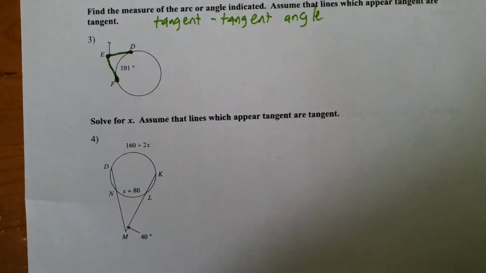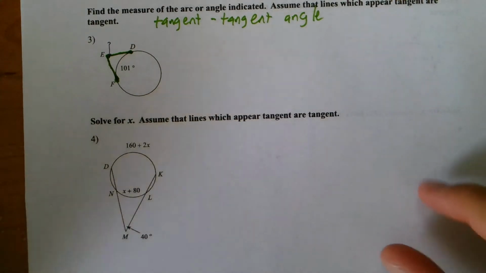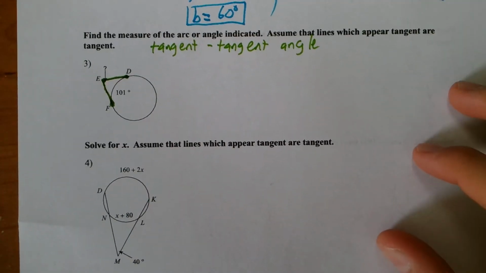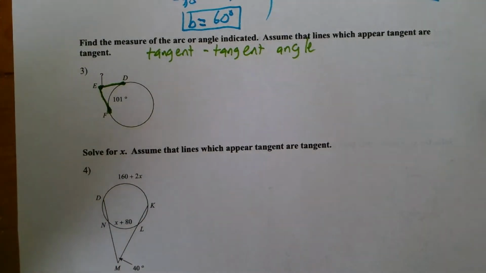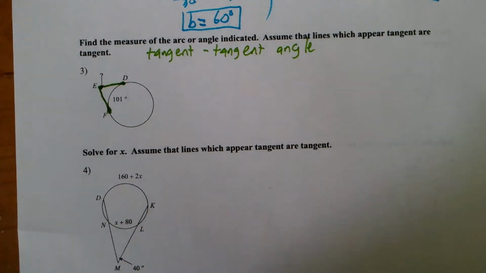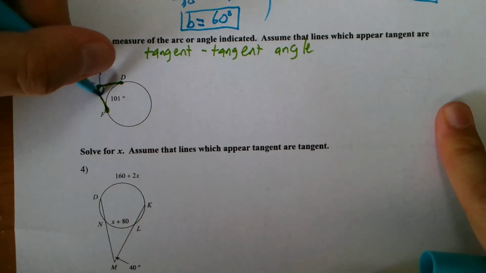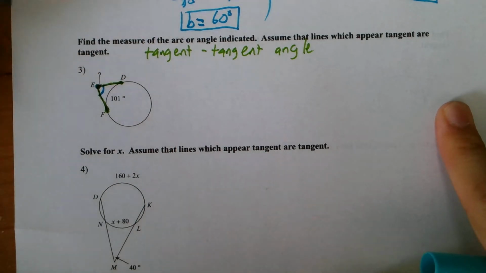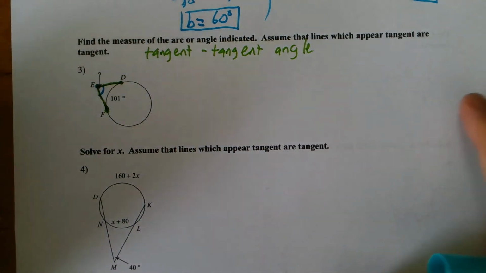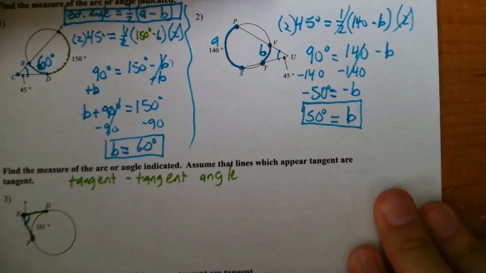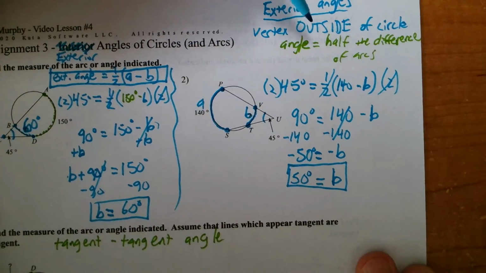Okay. Now, with tangent-tangent angles, there arises a little bit of a shortcut to solving for them, but I'm going to show you the long way first, because it will show us how to get to that shortcut. Now, we want to know the measure of angle E, and angle E is an exterior angle. Its vertex is outside the circle. So I can still do this 1/2 the difference of the arcs rule.